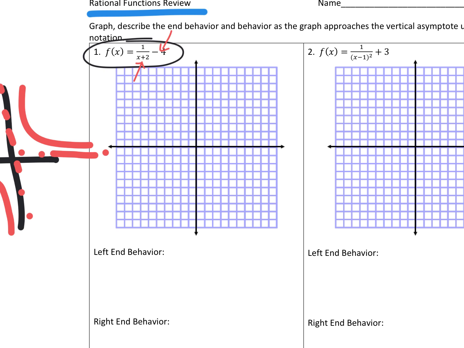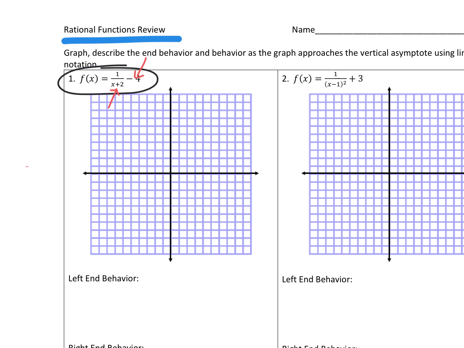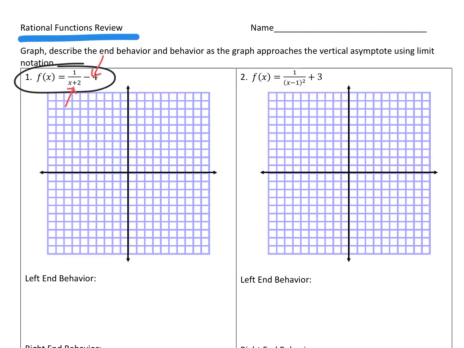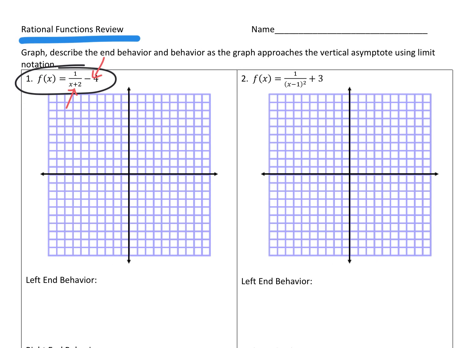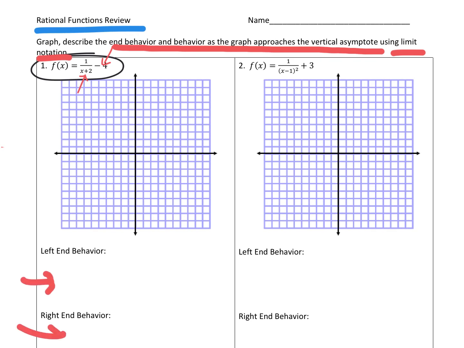So I think what would be best is if you made an XY chart and you figured out the vertical and the horizontal asymptotes. So this is specifically in the directions here talking about the end behavior and the behavior as the graph approaches the vertical asymptotes. And they want limit notation. Okay, so that's going to happen down here. We'll do our limits down here.